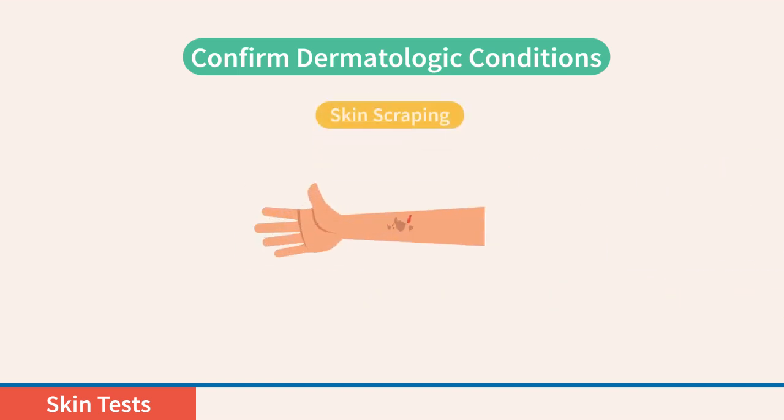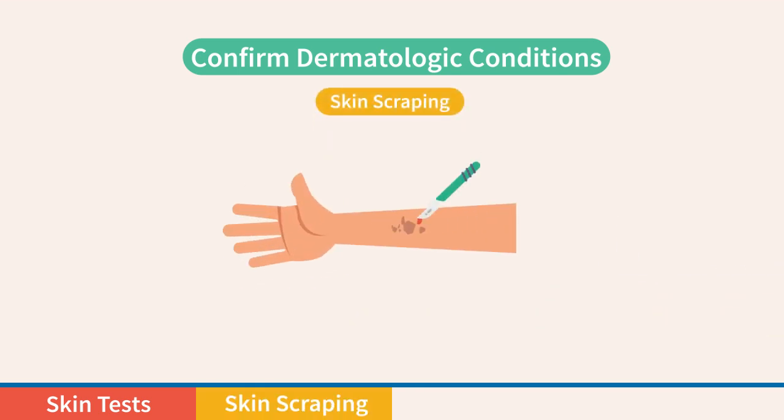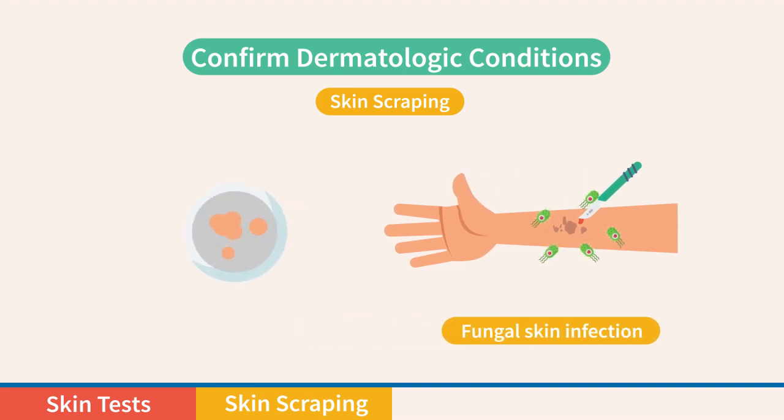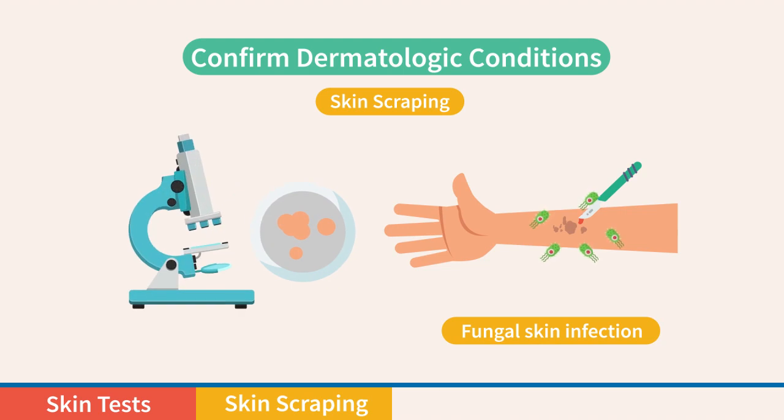Number 2. Skin scraping is done to quickly confirm a diagnosis of fungal skin infection. It is done by scraping some materials from the skin, like flakes or scales, which are examined under a microscope.